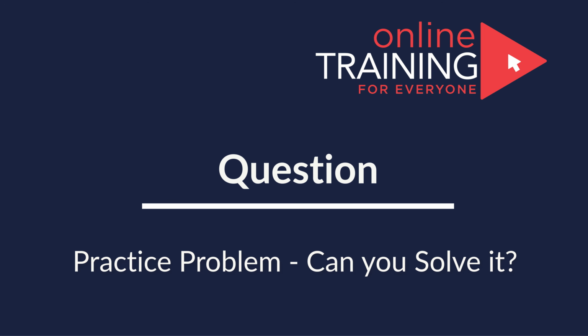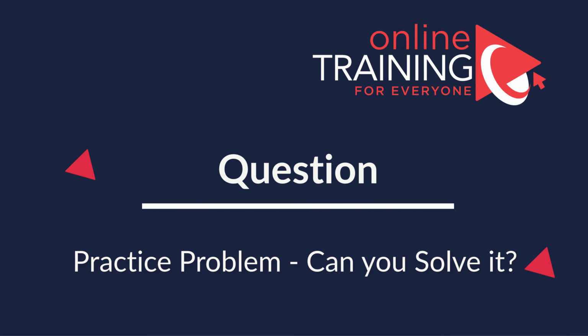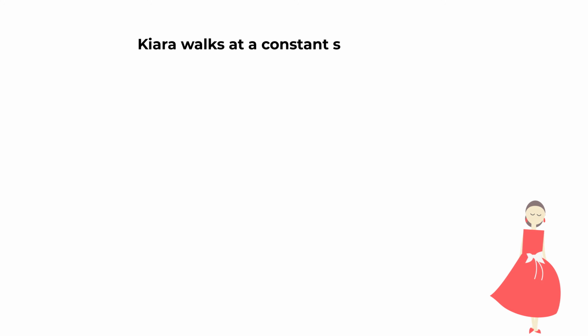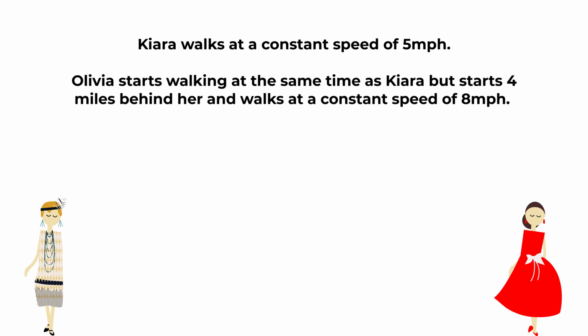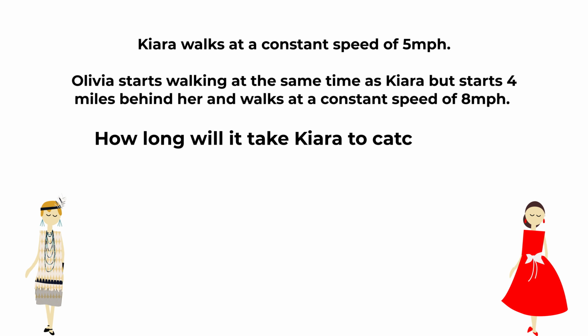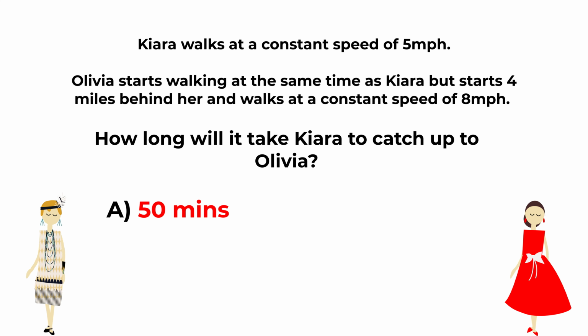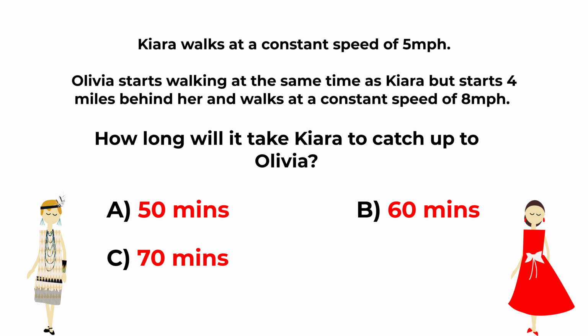Here's a practice question for you. Kiara walks at a constant speed of 5 miles per hour. Olivia starts walking at the same time as Kiara, but starts 4 miles behind her and walks at a constant speed of 8 miles per hour. How long will it take Kiara to catch up with Olivia? And you have 4 different choices. Choice A, 50 minutes. Choice B, 60 minutes. Choice C, 70 minutes. And choice D, 18 minutes.